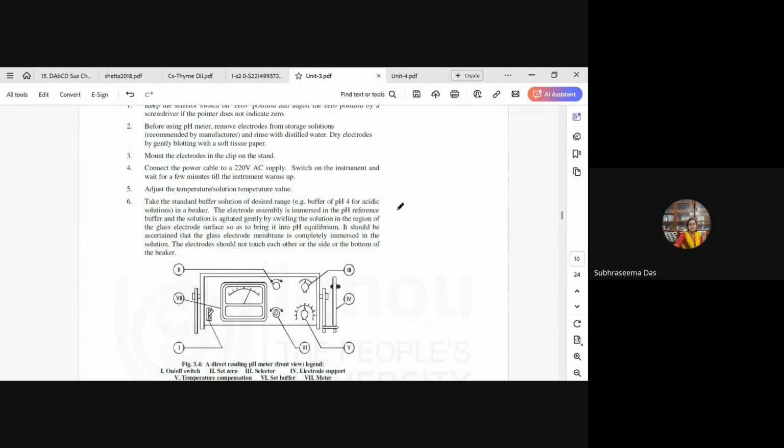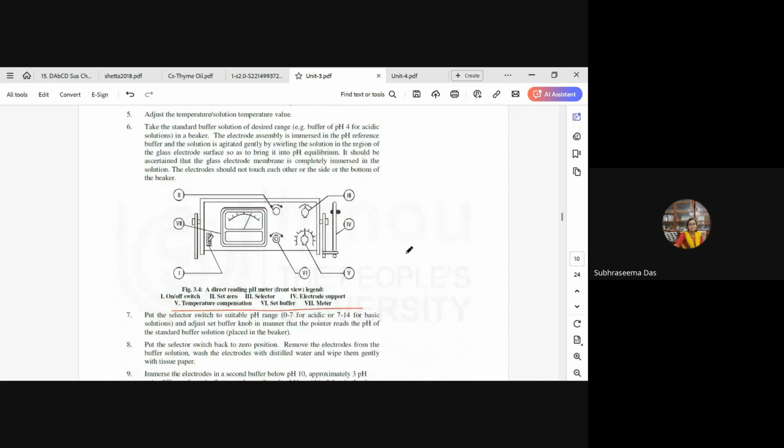For this, we will now supply power to the system. Then the temperature will be adjusted. A knob is provided, and we will adjust it to the room temperature. After that, we will take the standard buffer solution and immerse our electrode in it. We will then check the pH, and accordingly set the pH manually as per the standard buffer solution that we have taken.